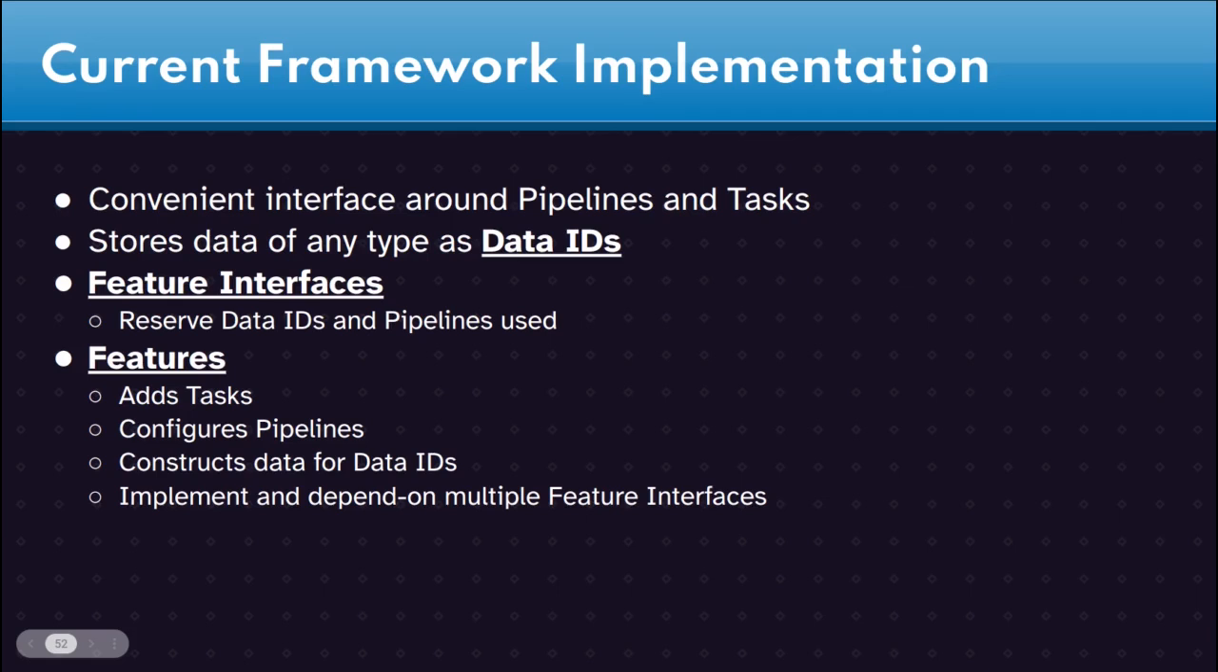So feature interfaces are kind of like a declaration, and the features are a definition. No, I think I got that backwards. No, feature interfaces are like a definition, and the features are like a declaration. I don't know if I'm getting this backwards or not, but yeah, feature interfaces are like a declaration, and features are like a definition. Yeah, so you have one feature that will implement a feature interface, and another feature that will depend on the feature interface.